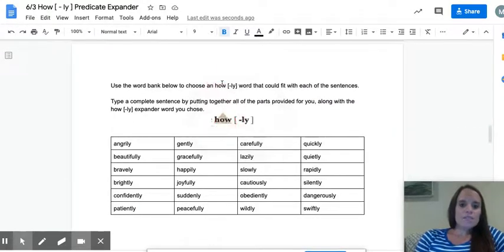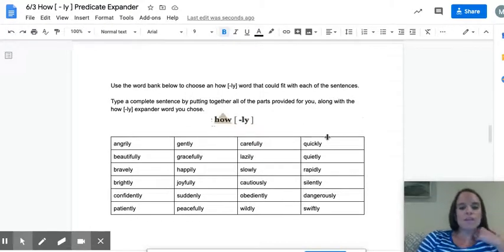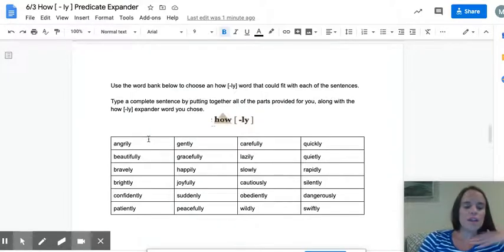and little typo. So what you're going to do for this part is you're going to be putting some sentences together, and the sentences are missing one part. They're missing the how expander with an ly starter word. So you are going to use this word bank here that has a bunch of different how expander words or adverbs. We call them in English. They all end with ly, and these words help us to describe how the action occurred.